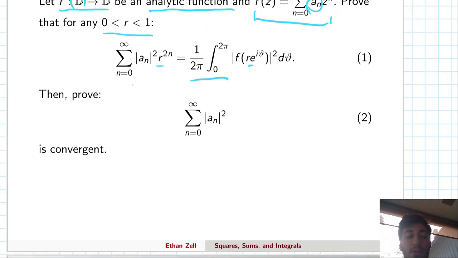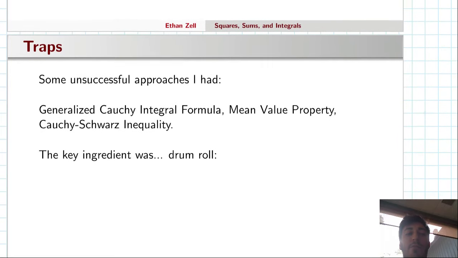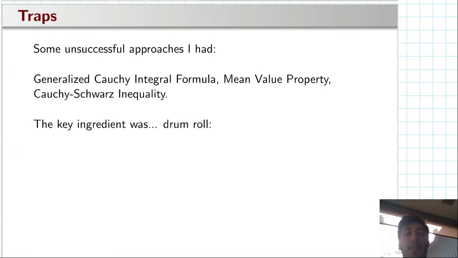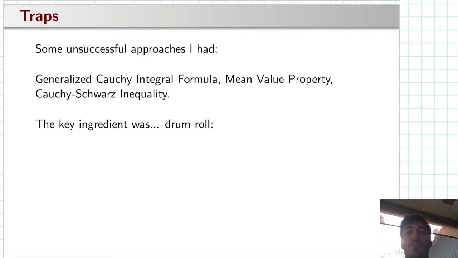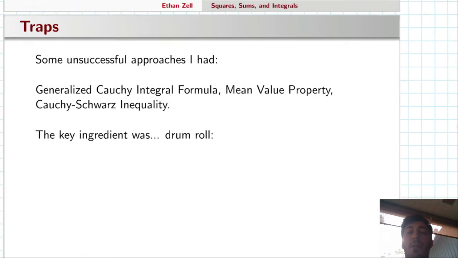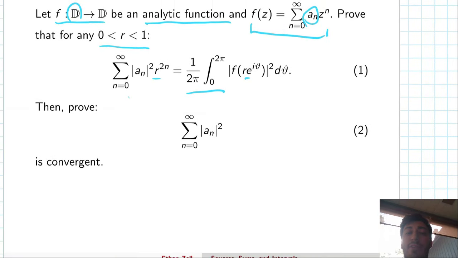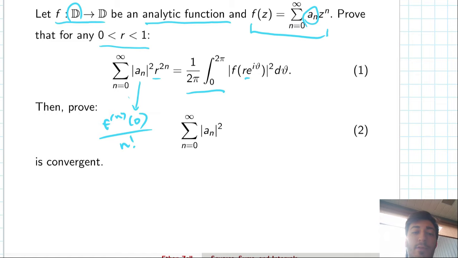Okay, so I wanted to do this problem in part because it was kind of tricky, at least for me, and some of the ways I tried to solve it just really didn't pan out at first, so I wanted to go over those first. The generalized Cauchy integral formula, for instance. So you might think that because in the problem statement we have this integral, we have this f inside the integral, and we have these a_n's, and we also know that each of the a_n's is really just the nth derivative of f evaluated at 0 over n factorial. That's what each of these a_n's really is.